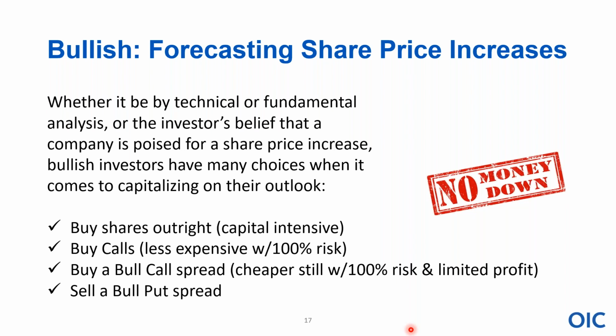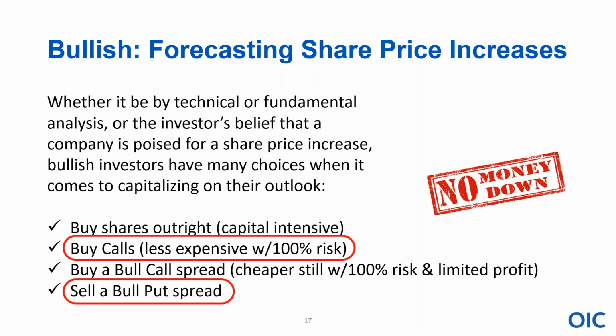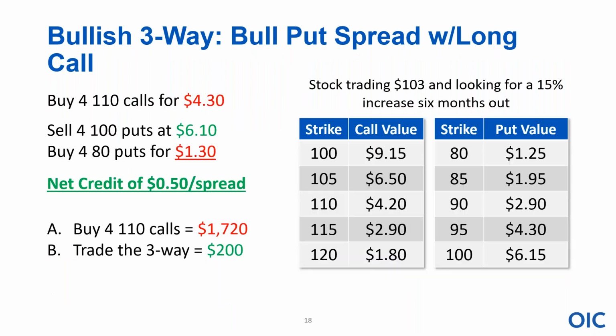You can buy the shares if you're really aggressive and want to go all in. You can buy calls. You can buy a bull call spread. We covered that. We can sell a bull put spread. All these different things you can do. Let's turn this into a three-way and actually combine both of them, the call purchase and the bull put spread, and walk through what that looks like and why we would do it.